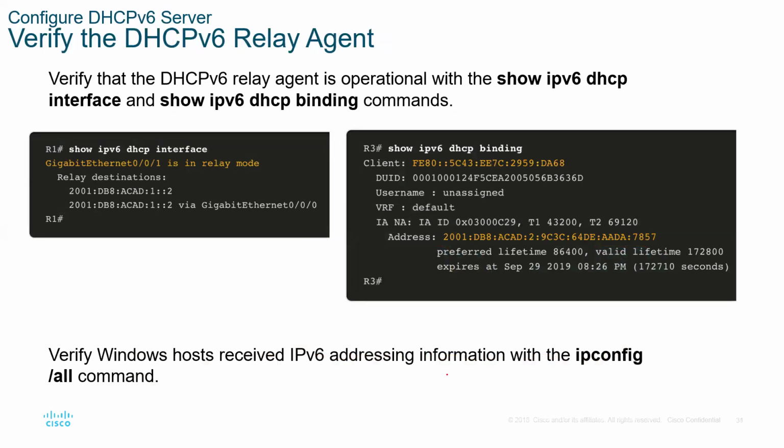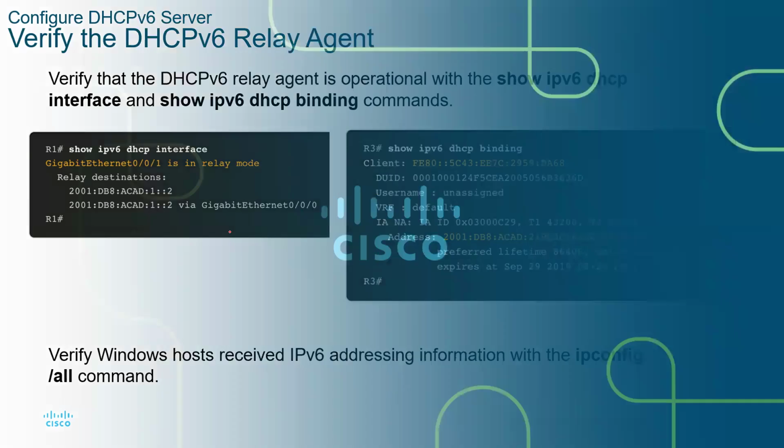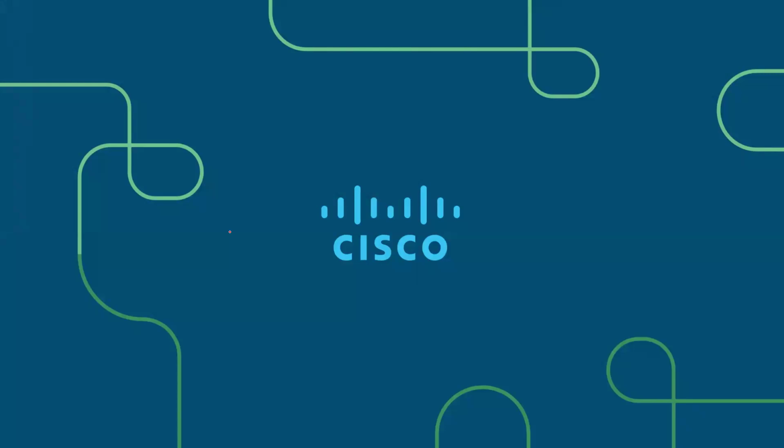All right. Verify the DHCP relay agent with another show command, which allows us to see if a router is acting as a relay. So here we have our relay destinations, and this one via, this is our exit interface. Then we are done. We have time for a lab.